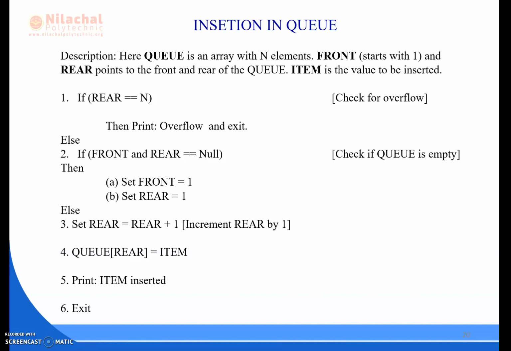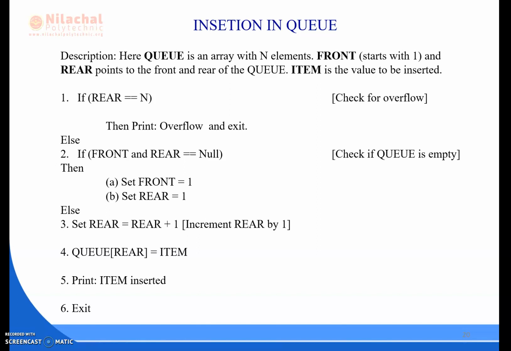So let's start. At the very first point, we see if rear is equal to n. So we already know what rear is. Rear is the element that we keep on inserting. When we insert any element, at that point of time the rear also increments by 1. So finally, what is n? n is the total number of elements in the data, or we can say n is the size of the queue.